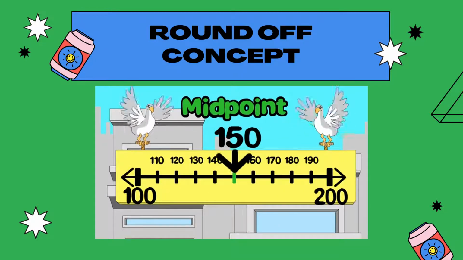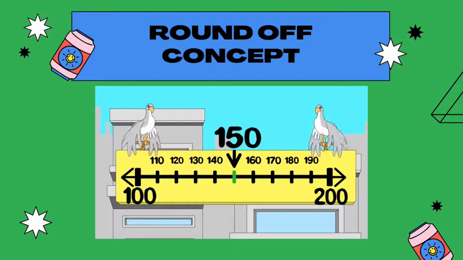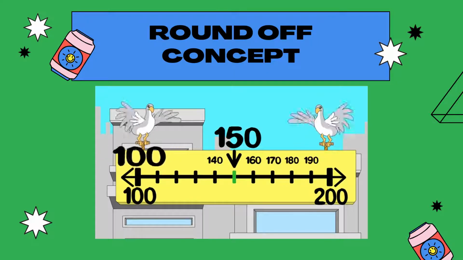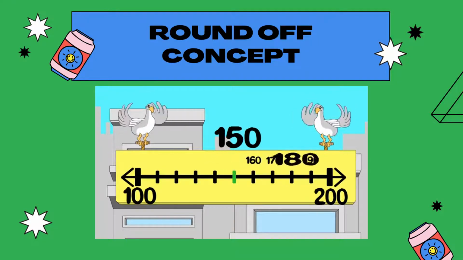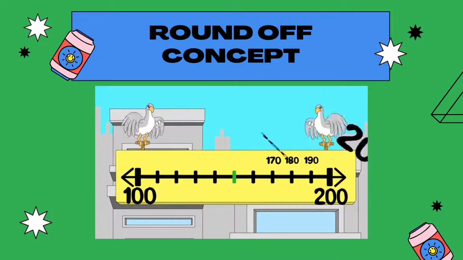If the number you want to round is less than the midpoint, round down. If the number you are rounding is at the midpoint or greater than the midpoint, round up.